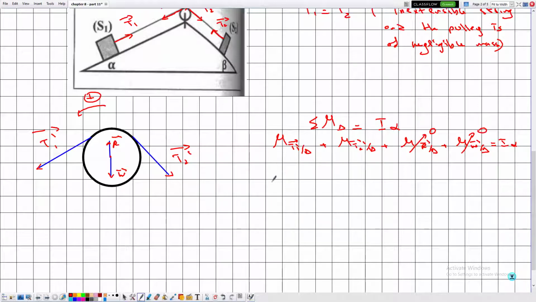Now we are left with the moment of the tension T1 prime around delta plus the moment of the tension T2 prime around delta is equal to I alpha. Now the moment of the tension T1 prime around delta is equal to T1 prime tangential multiplied by the distance d, which is the radius.